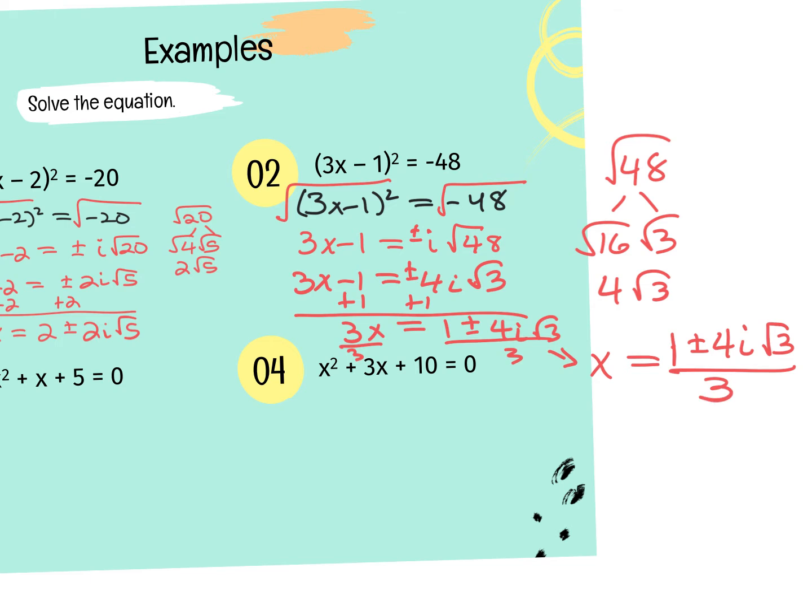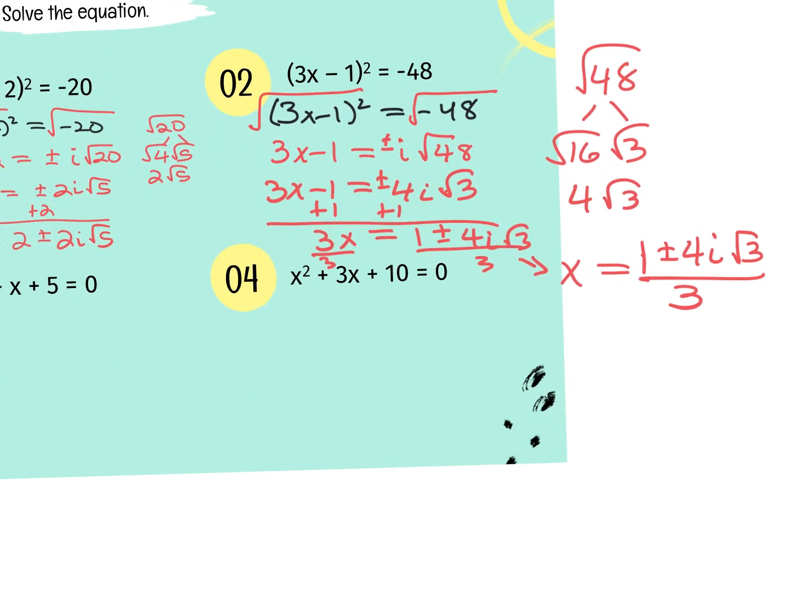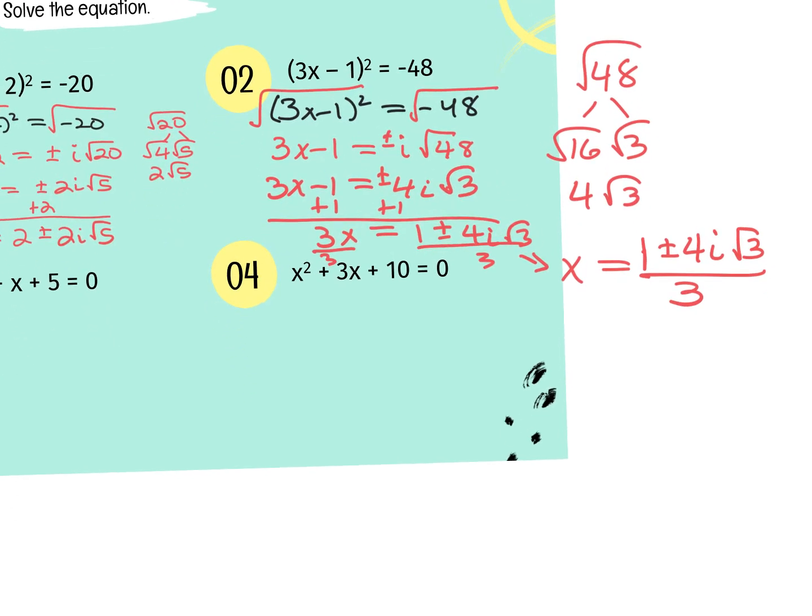Now, keep in mind you might see this pulled apart on maybe a standardized test. You might see it as 1/3 plus or minus 4i radical 3 over 3. Sometimes they'll separate the fraction. Either answer here is acceptable.